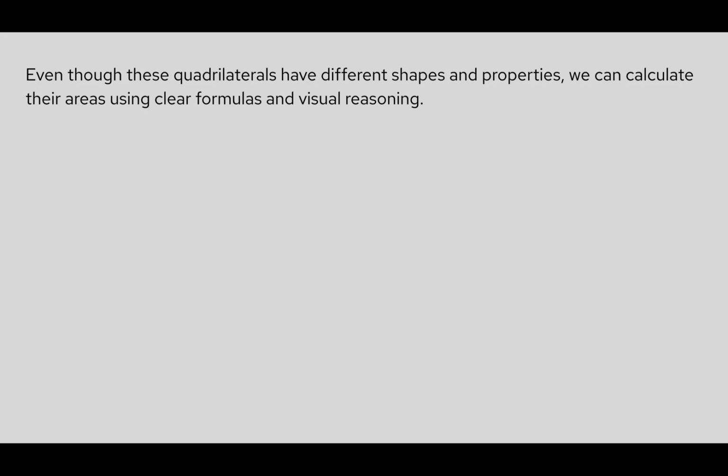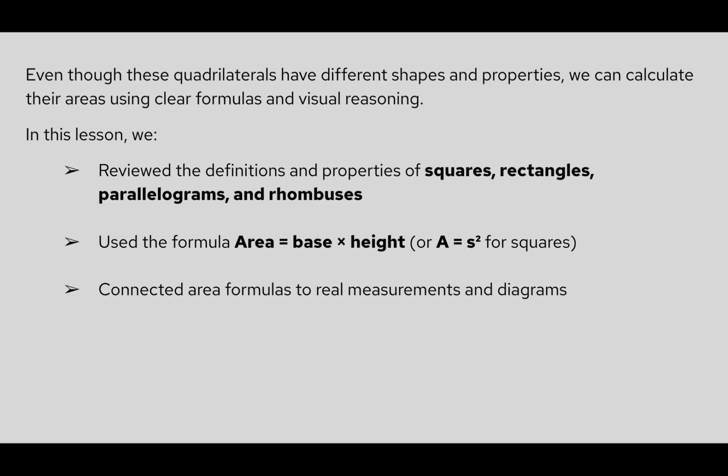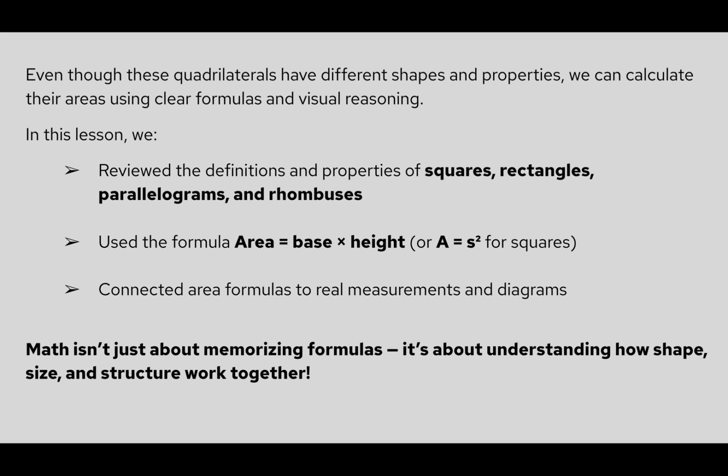So even though these quadrilaterals have different shapes and properties, we can calculate their areas using clear formulas and visual reasoning. In this lesson, we reviewed the definitions and properties of squares, rectangles, parallelograms, and rhombuses. We used the formula area equals base multiplied by height, or for squares, area equals s squared. We connected area formulas to real measurements and diagrams. Math isn't just about memorizing formulas, it's about understanding how shape, size, and structure work together.